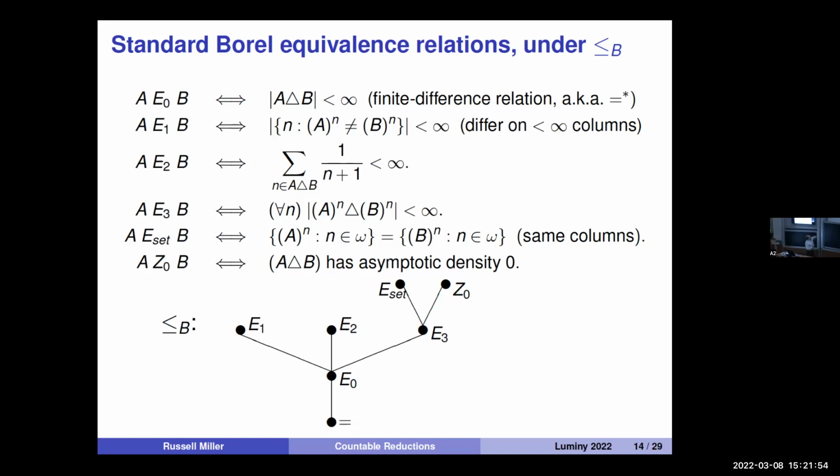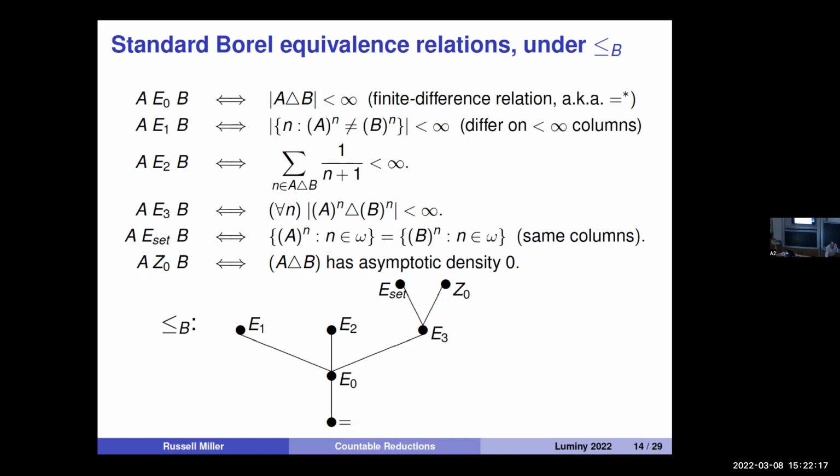E3, you can tell that these folks weren't thinking too much about complexity because E0, E1, and E2 are all sigma 2, and then E3 and E set and Z0 are pi 3, and so they weren't naming them with complexity in mind. In any case, E3 says on each individual column, there's only a finite symmetric difference.